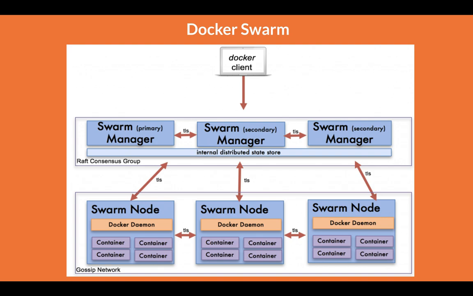So let's see Docker Swarm. On Docker Swarm, we have a Docker client. A Docker client connects with the Swarm Manager. On the Swarm Manager, we can have primary or secondary Swarm managers, which are connected with Swarm nodes. Each Swarm node has its own Docker daemon and its own containers.